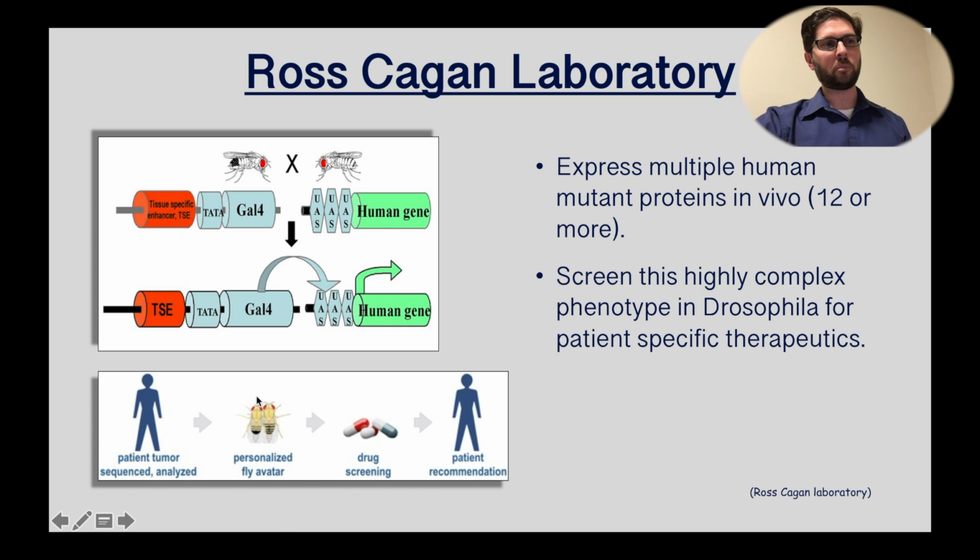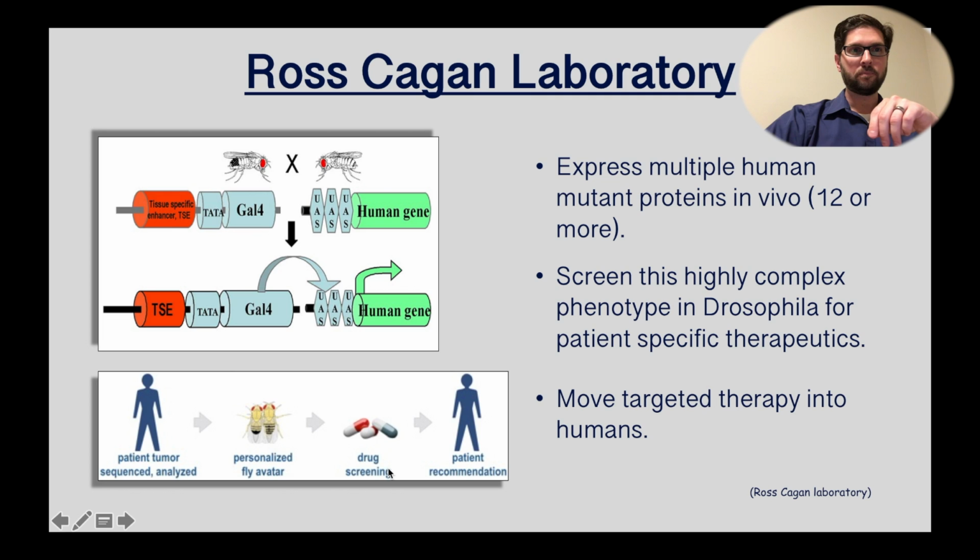They then create what they call a personalized fly avatar, where they create transgenic animals or transgenic elements that contain the exact same mutation from the human tumor, and then they put that mutation under UAS control in the fly. And then they turn on all of those mutants in the fly, and then they screen this highly complex phenotype, which is based on this human cancer, for drugs.